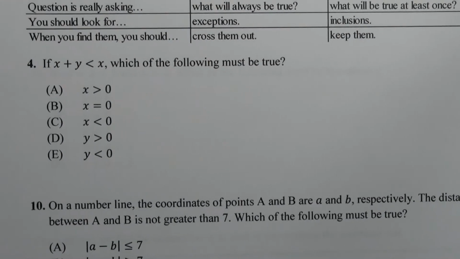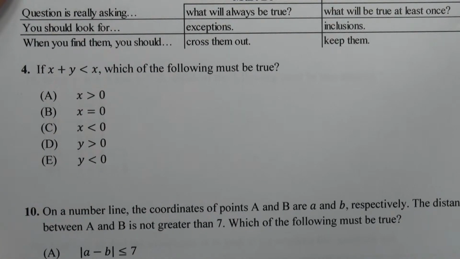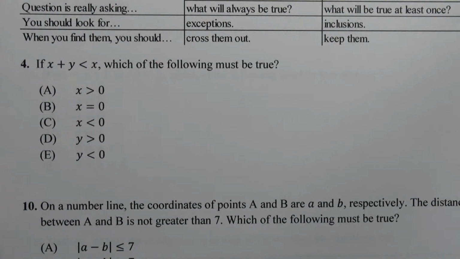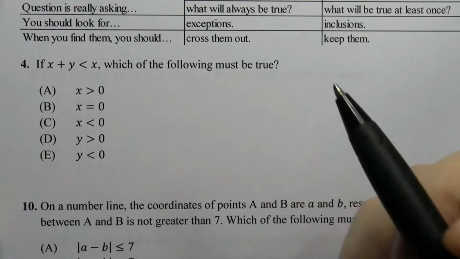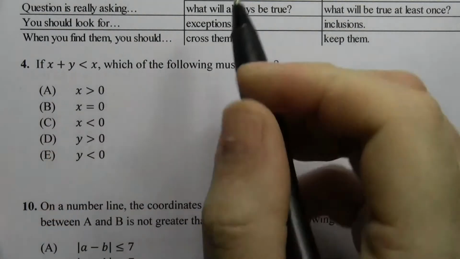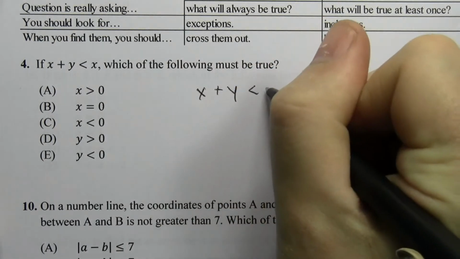So let's look at number 4. It says, if x plus y is less than x, which of the following must be true, right? So 2 ways we could do this. We could do this mathematically, or we could do this with our own numbers. This one is a 4, so it probably makes sense to just do this mathematically. So we have x plus y is less than x.